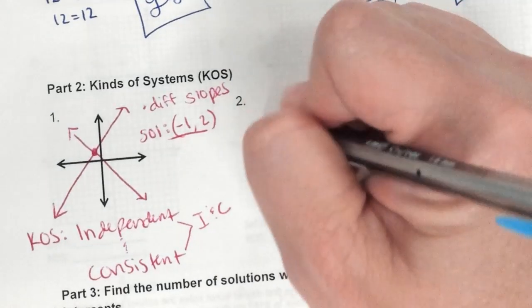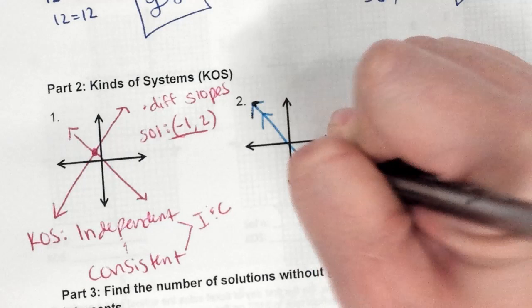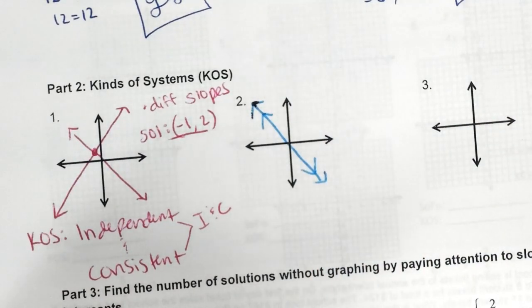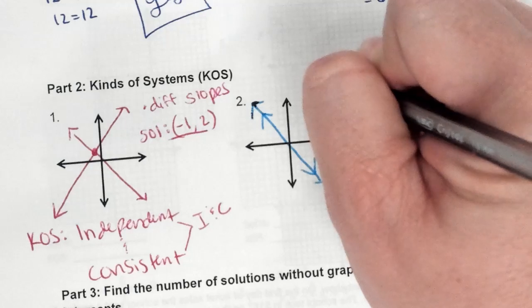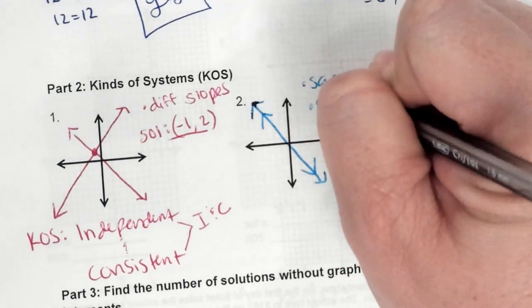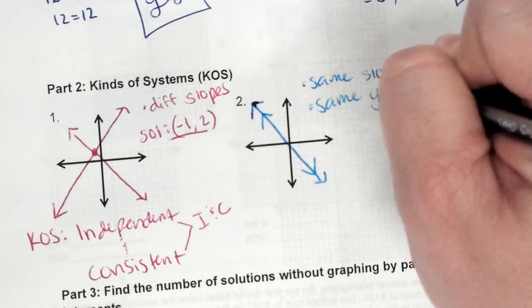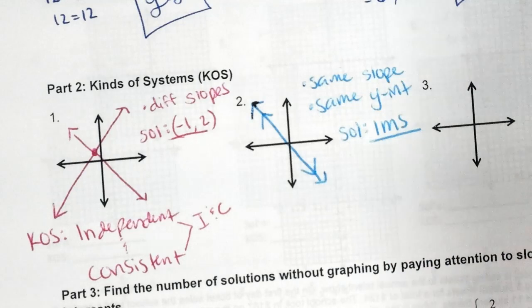Our next example looks like this. Now, what does that mean? What's happening? They're the same. We have the same slope and the same y-intercept. So my solution is IMS, infinitely many solutions.